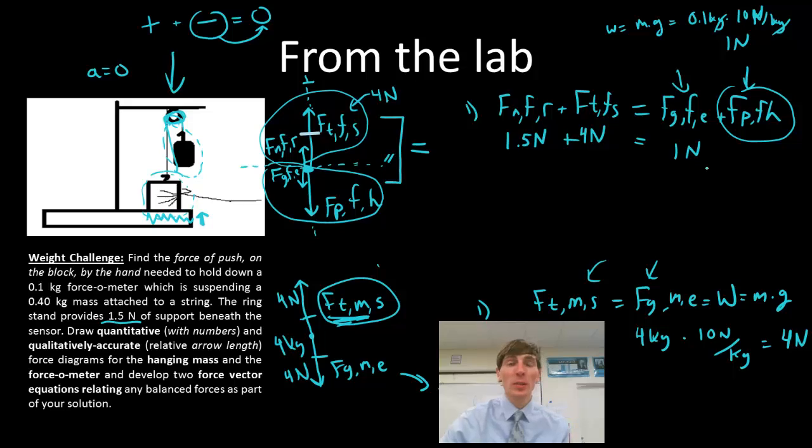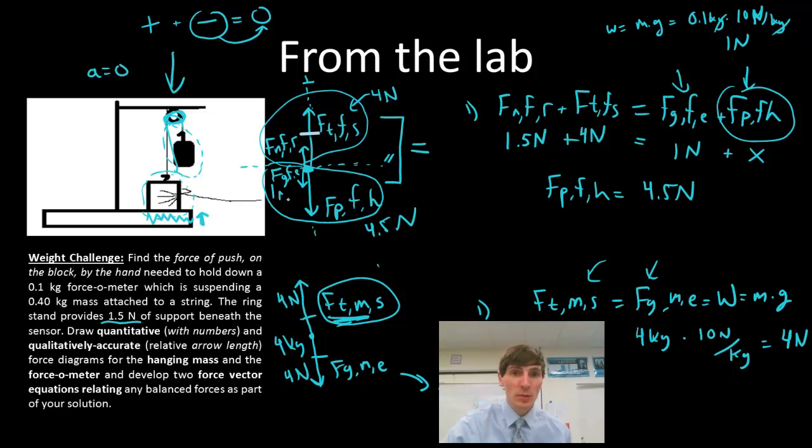1.5 plus 4 equals 1 newton plus x. Solve for your unknown. That force of pull on the forceometer by the hand is going to be equal to 4.5 newtons when I rearrange everything. So now I know that this is 4.5 newtons. This was 1 newton, this is 1.5 newtons.